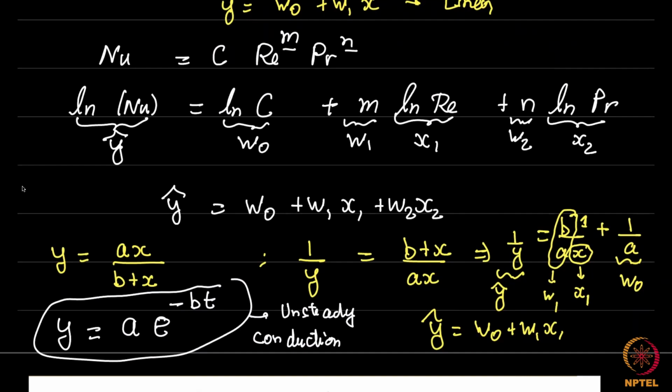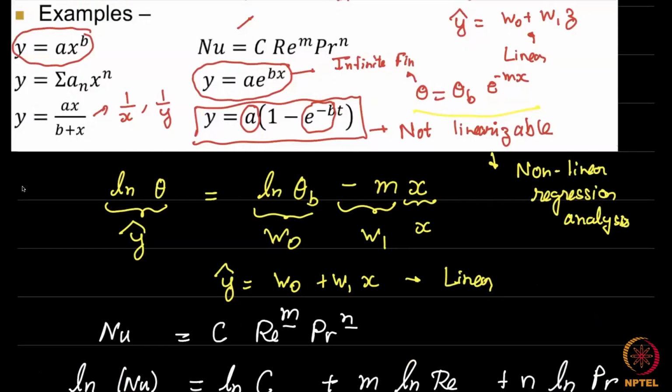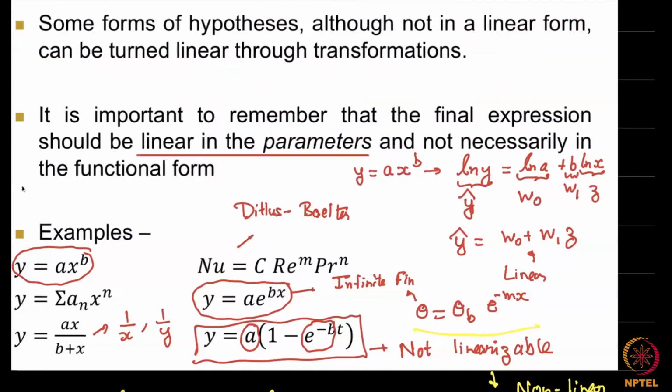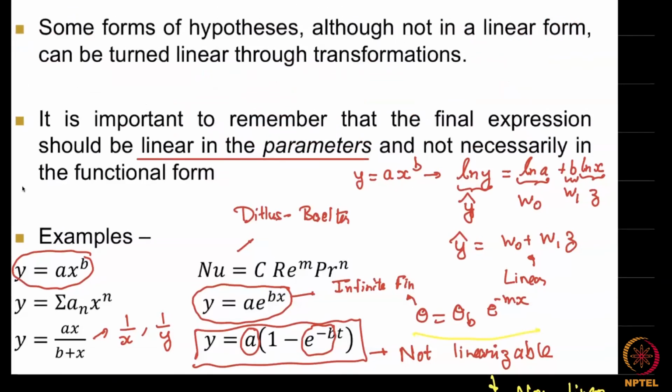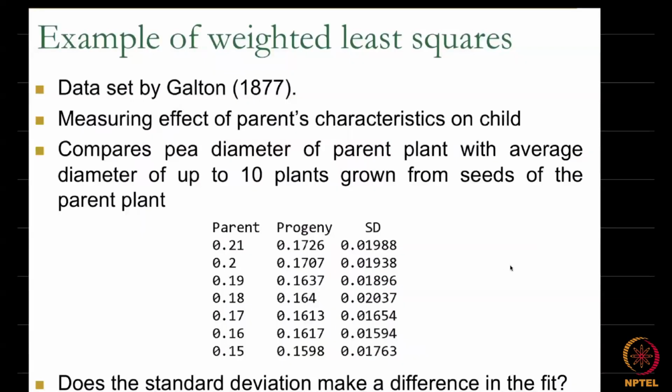So what we saw now in the first part of this video is that there are multiple equations or multiple forward models which, even though they look non-linear in the parameters, can be turned to be linear in the parameters simply through a transformation. Now we are going to look at this all-important case of weighted least squares. Okay, so now I want to show you this case of weighted least squares.